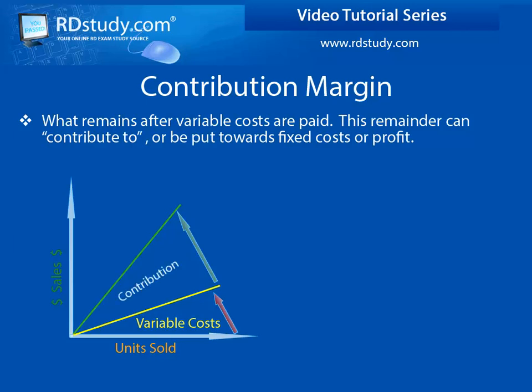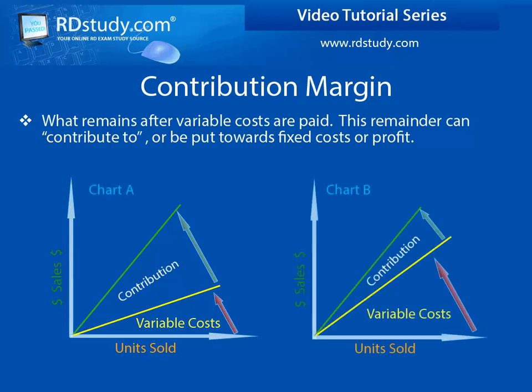As a tool, it identifies how much revenue from the products sold can be contributed to the company's bottom line. The higher the contribution margin, the higher the percentage of revenue that can be put towards profit, as less needs to cover variable expenses. Chart A shows a higher contribution margin as compared to Chart B.